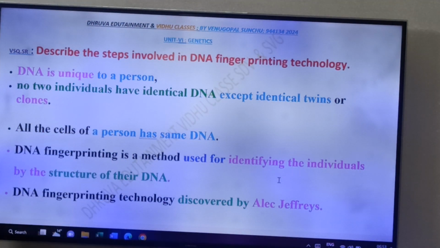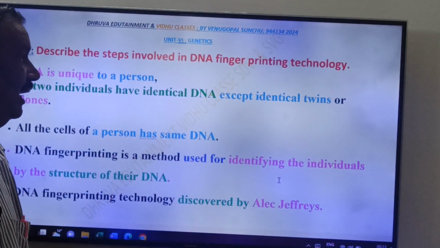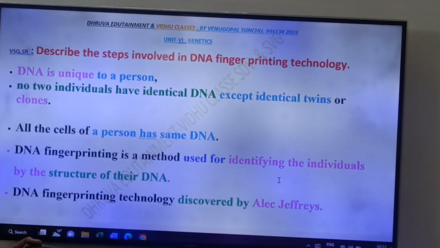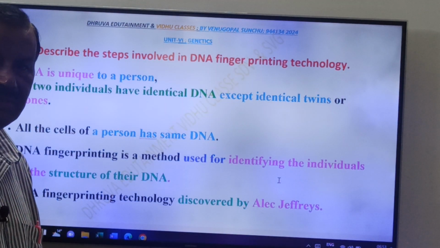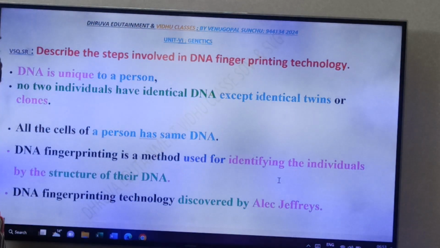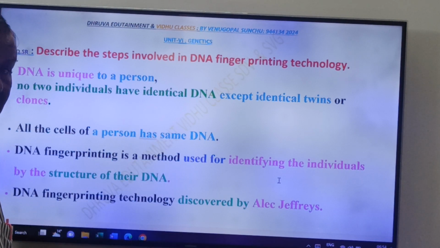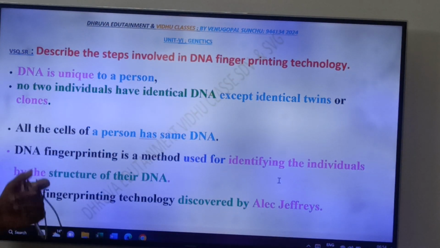See, no two individuals have identical DNA except identical twins or clones. Friends, identical twins means the twins which are formed from one zygote. They are called identical twins. And clones, what are clones, friends? The offsprings which are formed by asexual reproduction are called clones. So no two individuals have identical DNA except identical twins or clones.